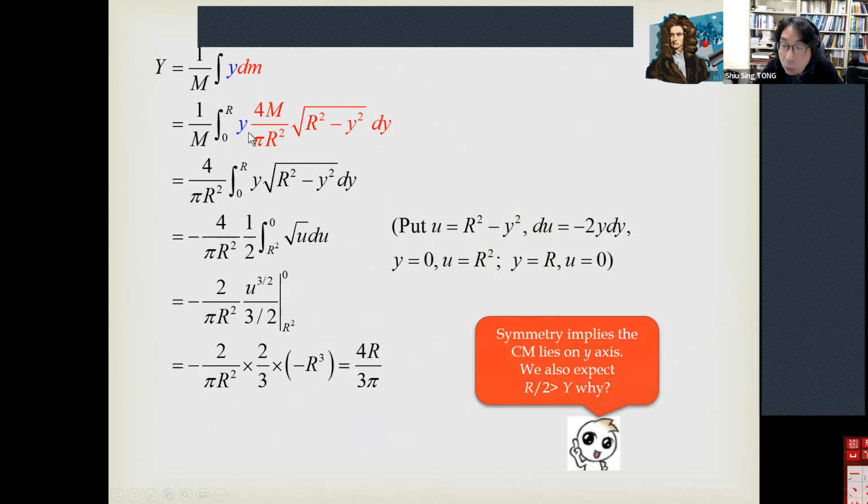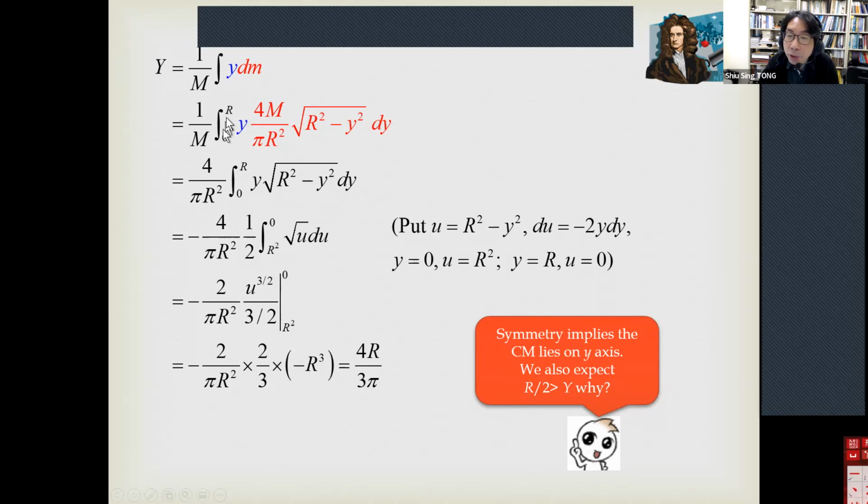I still have another y to be integrated over. So the 4m over pi r squared is a constant, so I move it out, and m gets cancelled. And inside the integrand, I now have a y multiplied by the square root of r squared minus y squared. And I have to integrate over y.